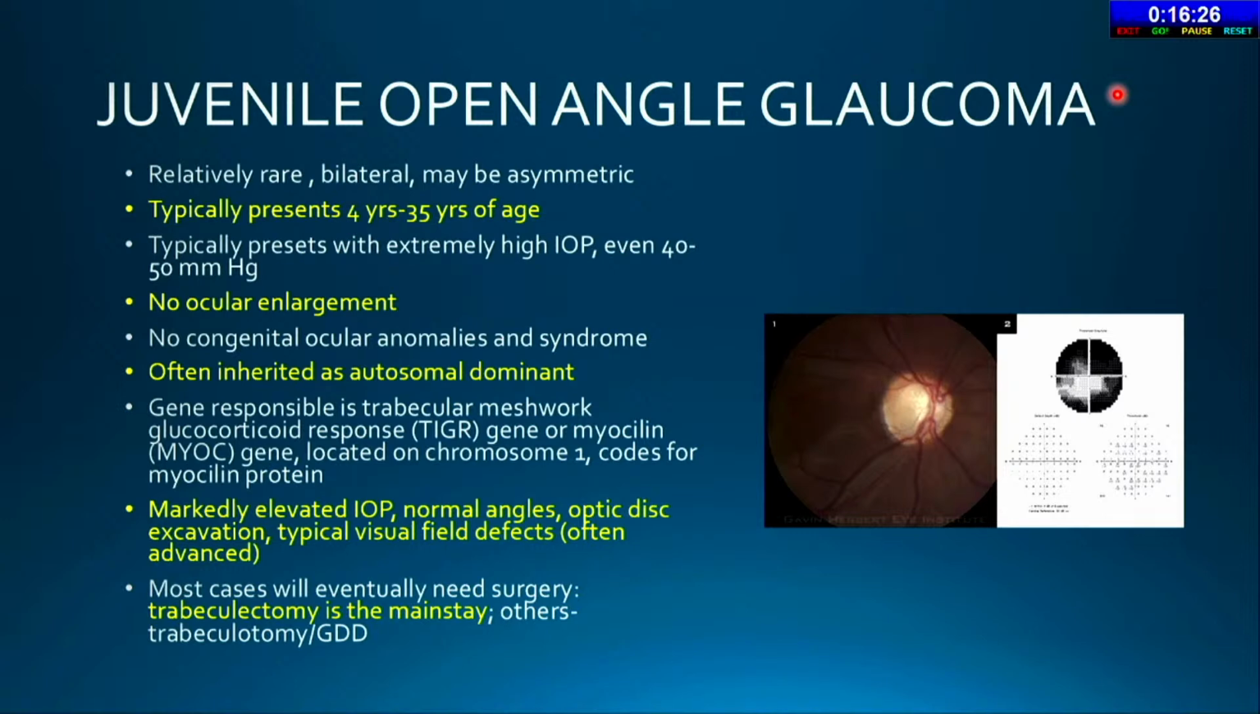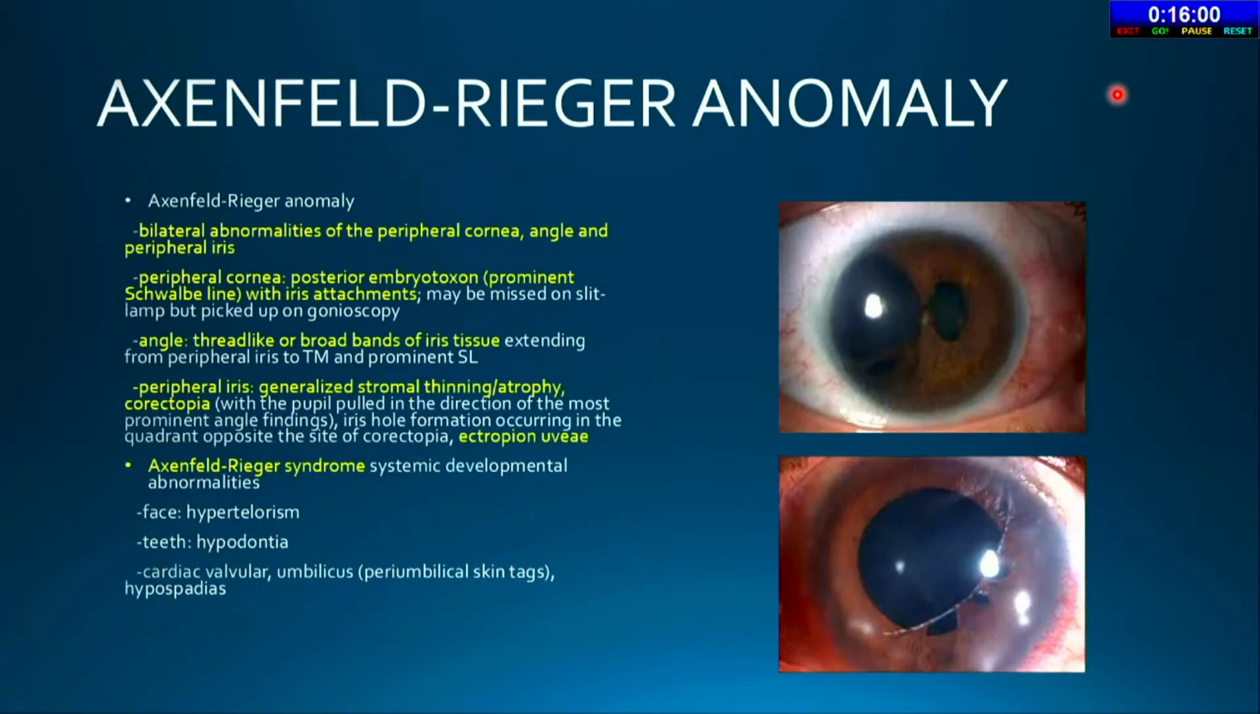So, for example, this is juvenile open-angle glaucoma. It typically presents after the age of 4 years. There is no ocular enlargement, it is often inherited as autosomal dominant, and the problem is that these children can appear in a very advanced stage of glaucoma. They can have very high IOP, up to 40 to 50 millimeter. The angles look normal. The eyeball size is normal, but there is extensive optic disc excavation and very advanced glaucomatous field defect.